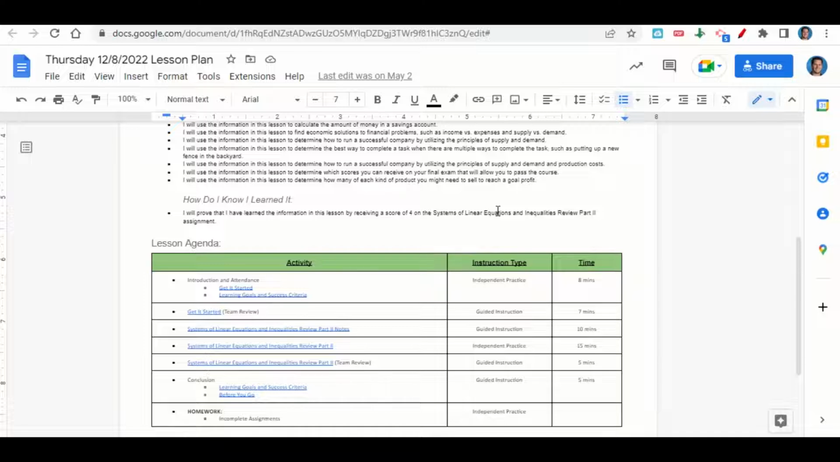After that, we'll go over the Systems of Linear Equations and Inequalities Review Part 2 notes, and then I'll give you time to complete the Systems of Linear Equations and Inequalities Review Part 2 assignment. Once you've completed the assignment, we'll go over it together and answer any questions that you may have. At the end of class, we'll go back over our learning goals and success criteria while you fill out your Before You Go. Your only homework for tonight is to work on any incomplete assignments that you may have.